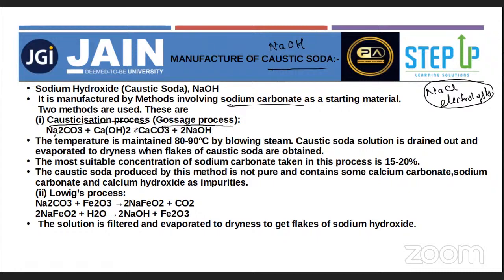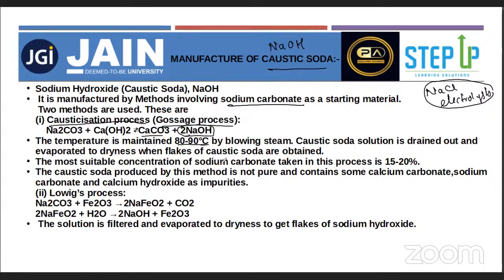Na2CO3 reacts with Ca(OH)2, which is also known as slaked lime. This forms calcium carbonate and 2 NaOH. The temperature here is maintained at 80 to 90 degrees Celsius by blowing steam. The caustic soda solution is drained out and evaporated to dryness, when flakes of caustic soda are obtained.